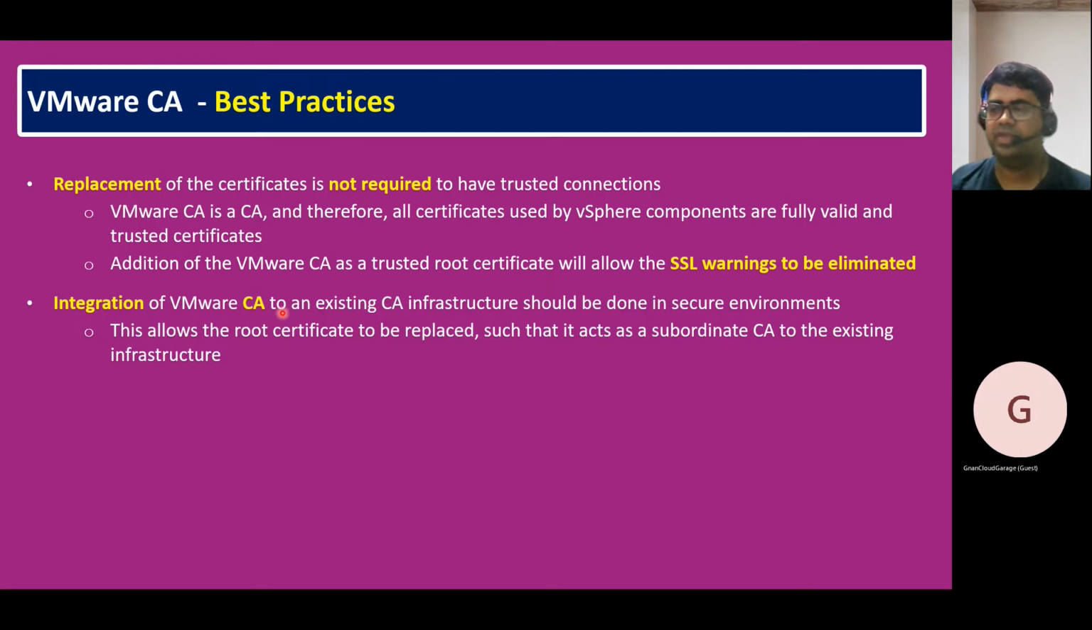Integration of VMware CA into an existing CA infrastructure should be done in a secure environment, and this allows the root certificate to be replaced. Normally, when we are using the integration option, only then is the root certificate replaced, so that it acts as a subordinate CA to the existing infrastructure. Okay, so this is a high-level overview of the VMware certificate authority feature.